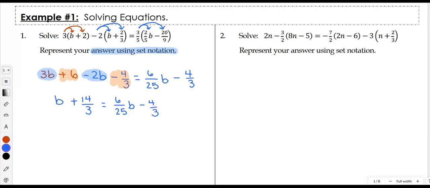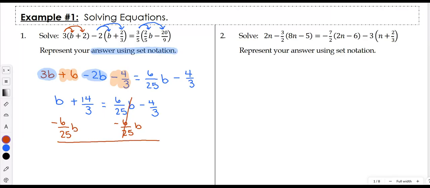At this point, we're going to move the b's together, the constants together. You decide which way to move it. I'm just going to always move it to the front. Very rare I move it to the opposite side. So let's move that 6/25b from one side to the other. I'll show all my work.